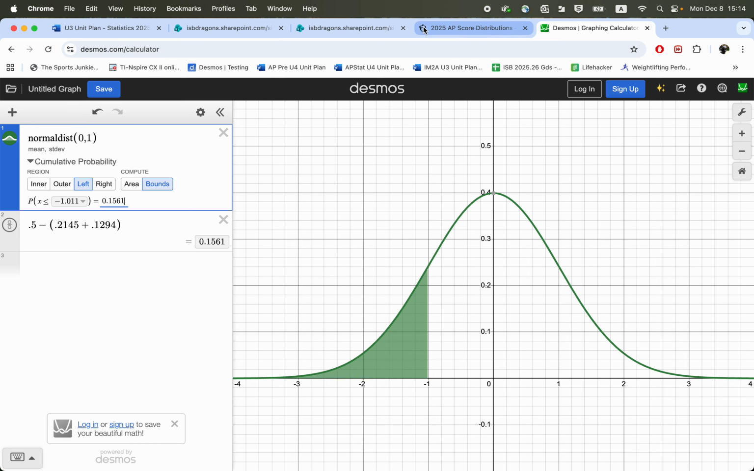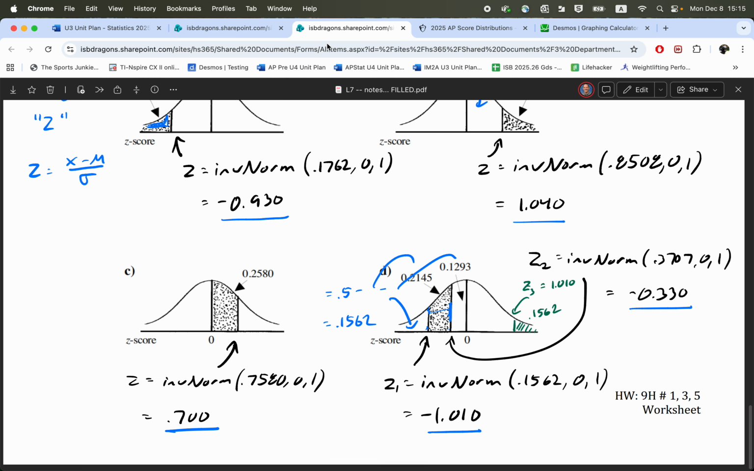Do I have a mistake here? 0.2145 plus 0.2193. Okay, so guys, let me make this correct. That should be a 3, which means this is 0.1562. Okay, and now I get exactly negative 1.0102, which is what this is rounded to 3 decimal places.